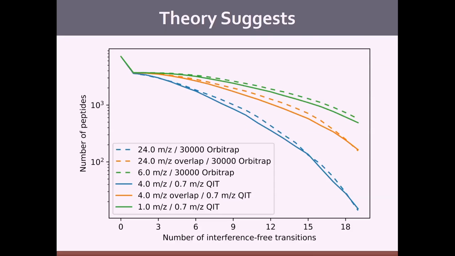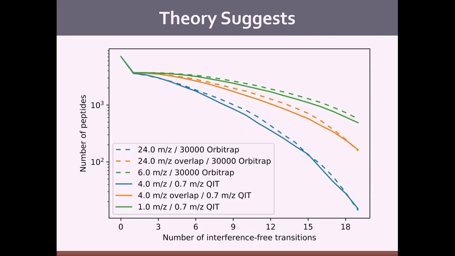Let me explain this a little bit. This is the number of peptides in a given proteome that have a number of interference-free transitions. This is truly just theory. It doesn't take into account things like chromatography, but basically this is just the collisions of precursor and product ion mass selectivity. In many ways, as I showed yesterday as well, the precursor mass is actually more important than the product ion. So if you have poor product ion selectivity, you need to have good precursor selectivity. And if you have poor precursor selectivity, you definitely need to have high resolving power.